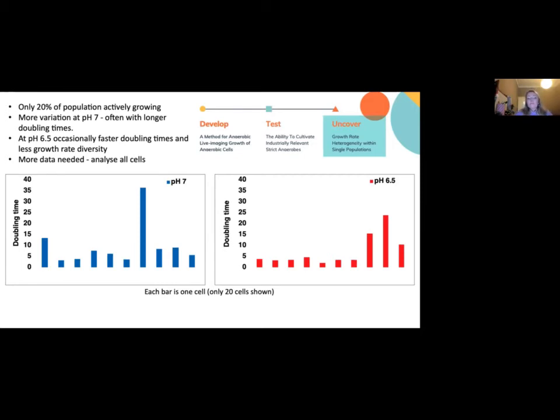But what I did notice was that only 20% of the population were actively growing. So this is an interesting finding, in that we make all these assumptions about, say, the community average, but only 20% of the population may be actively growing at any time.